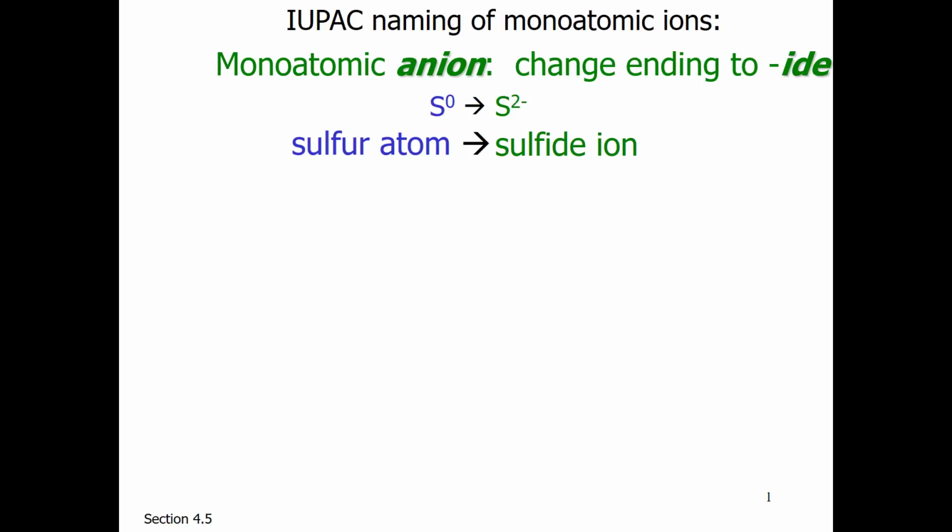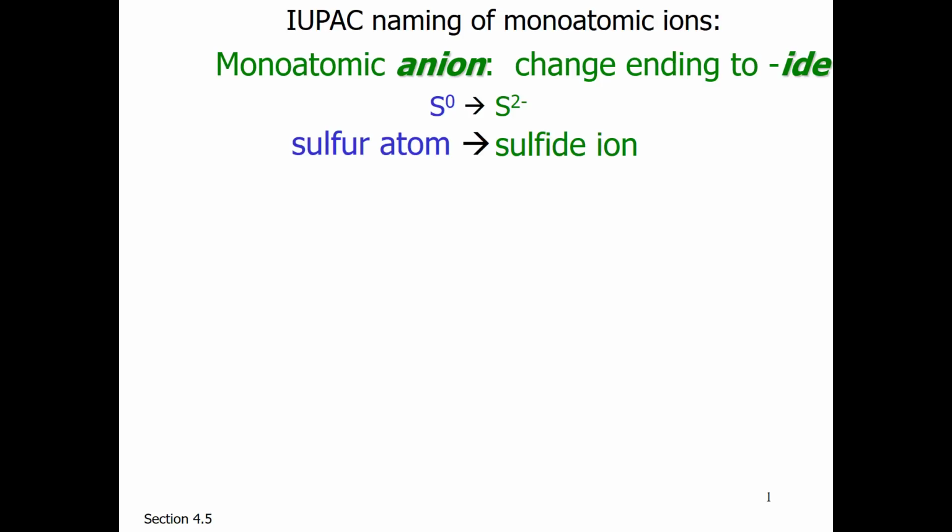Welcome to a Chem 101 lecture about naming ionic compounds. We're going to use the IUPAC system, which is the International Union of Pure and Applied Chemistry. And first we'll start with monoatomic ions.